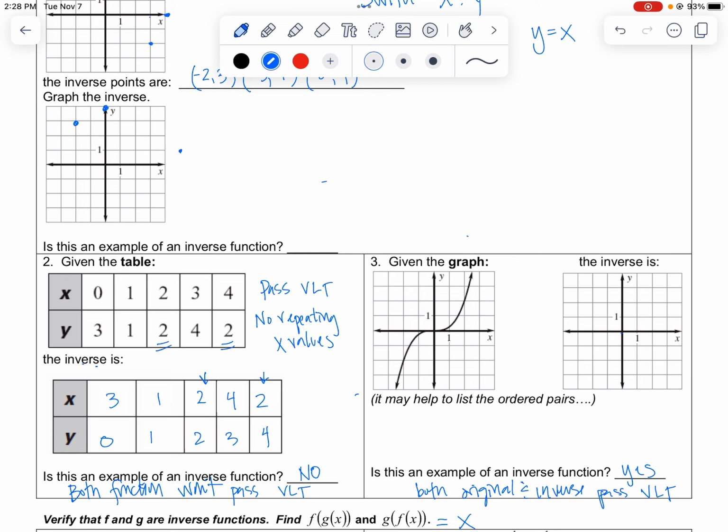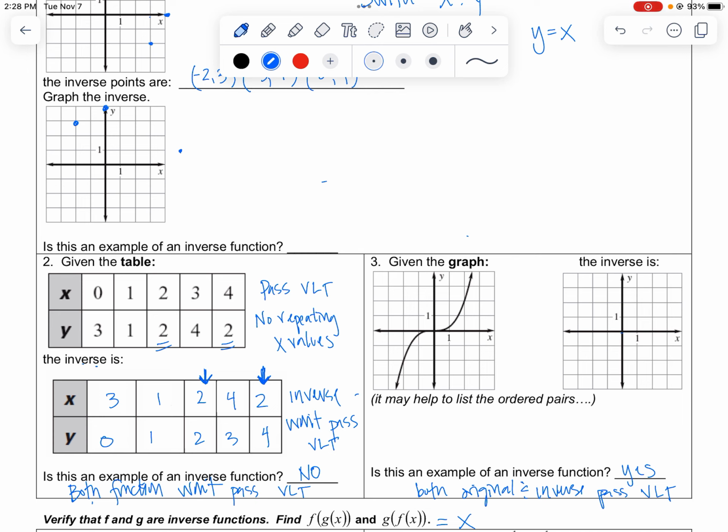Since I'm switching x and y to find the inverse, that's why the inverse won't be a function, because the x values will repeat. Right? So, is this an example of an inverse? No, because the second function, the inverse relation, won't pass a vertical line test. What that means is that in the beginning, the original may have passed the vertical line test to show that it was a function, but it didn't pass the horizontal line test. So the inverse won't be a function.